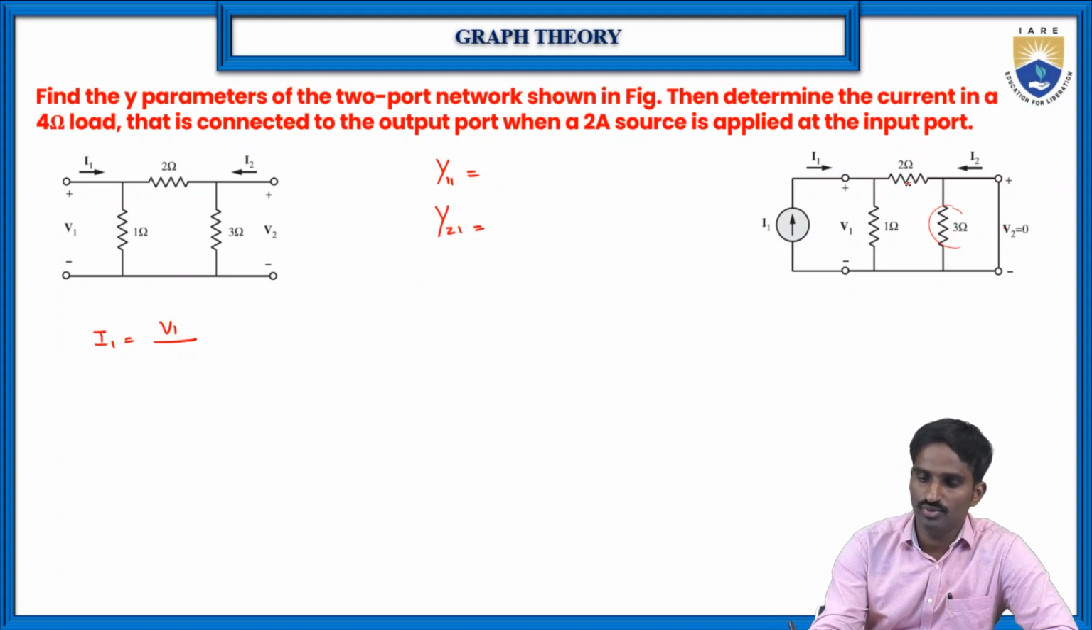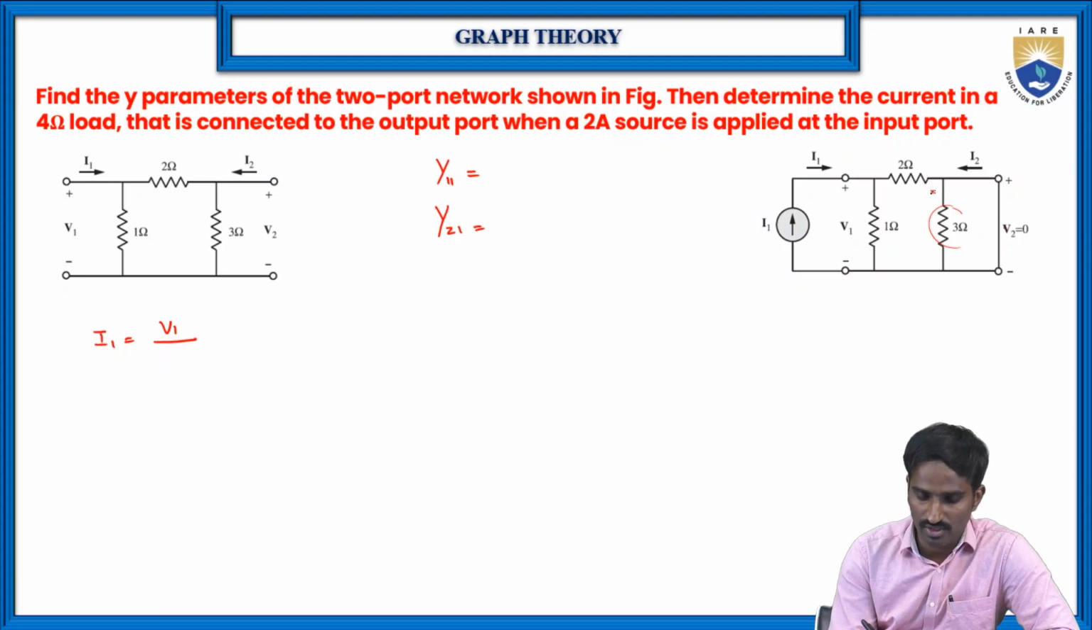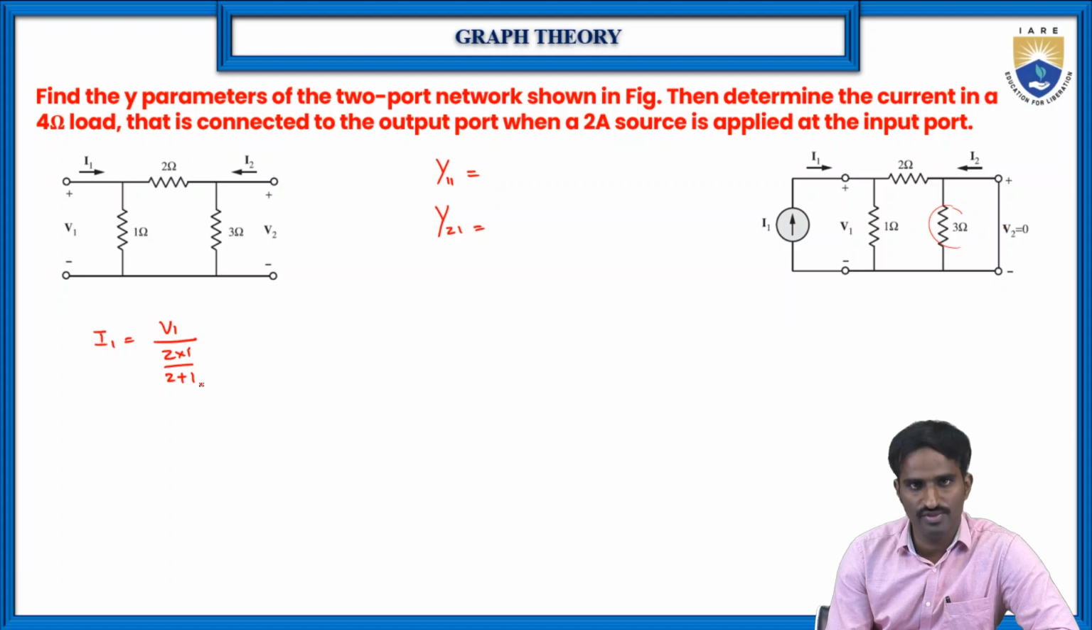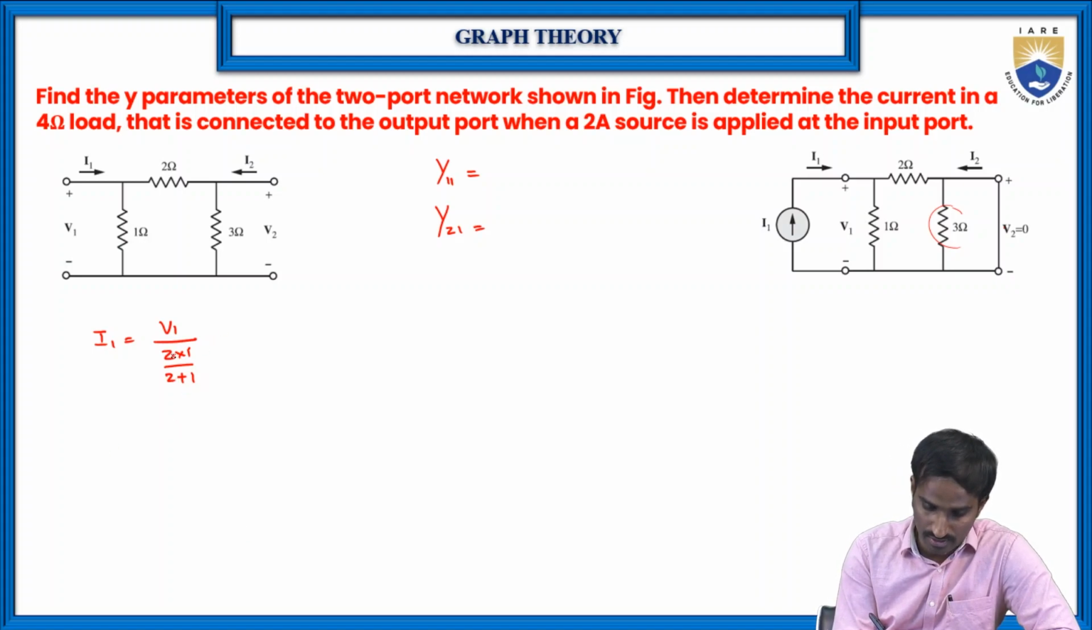So what are the two resistors we are left with? Only 2 and 1. How are these 2 and 1 connected? In parallel, because anyway the other end is going to 0, so it is a short circuit. So 2 and 1 are in parallel. That's why here V1 is divided by the parallel combination of 2 and 1, which is 2 into 1 by 2 plus 1. So which is 2 by 3.